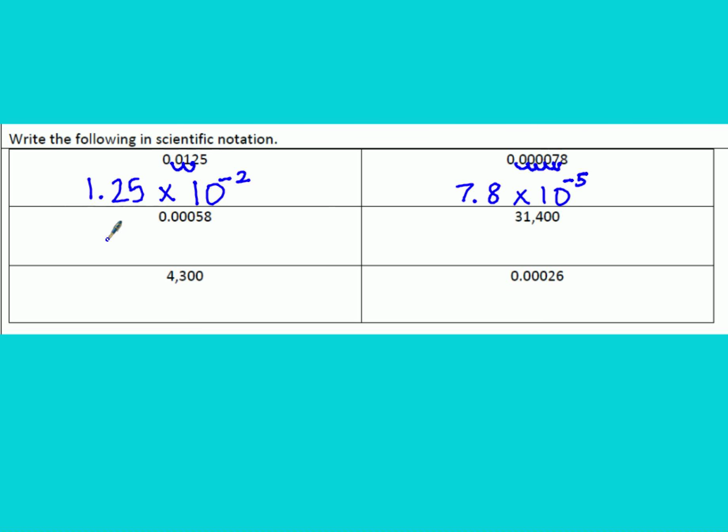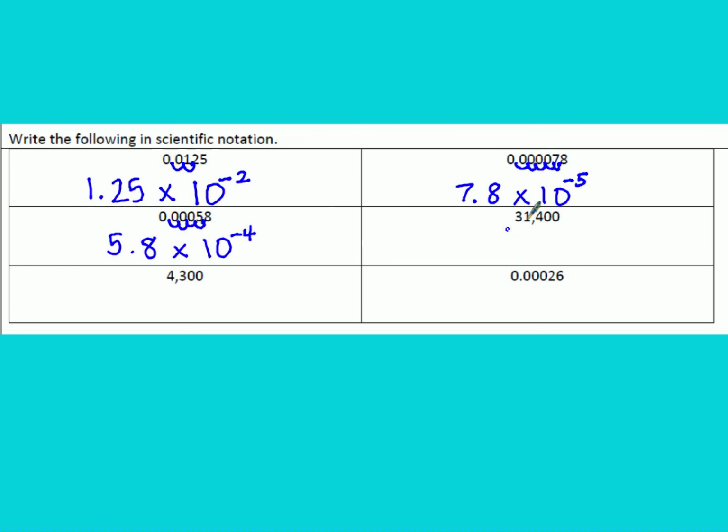All right, hopefully you've tried these on your own now. Our next example, we had 0.00058. Reading from left to right, our first non-zero digit is 5, so the number I'm going to make between 1 and 10 is 5.8. I'm going to multiply by 10. We have 1, 2, 3, 4 spaces that our decimal moved, but this number was between 0 and 1. That means we are using a negative exponent, so 5.8 times 10 to the negative 4th is our answer here.